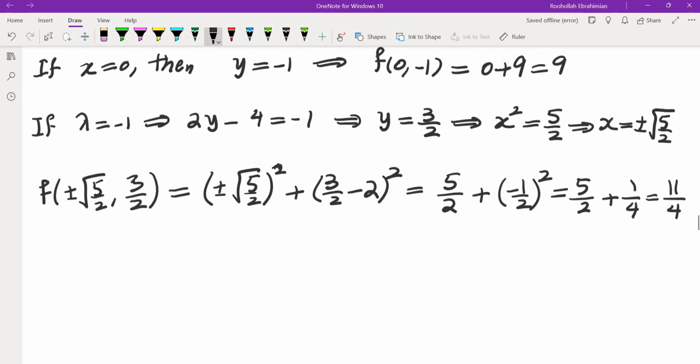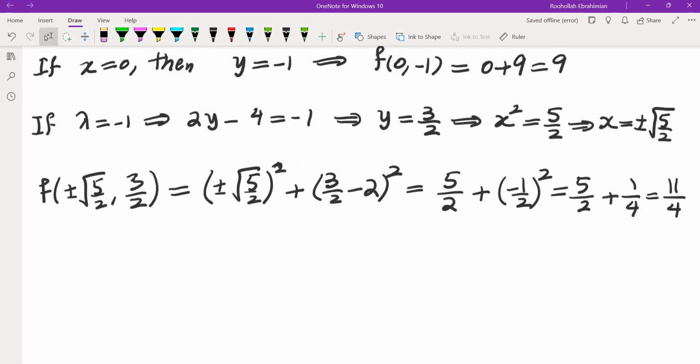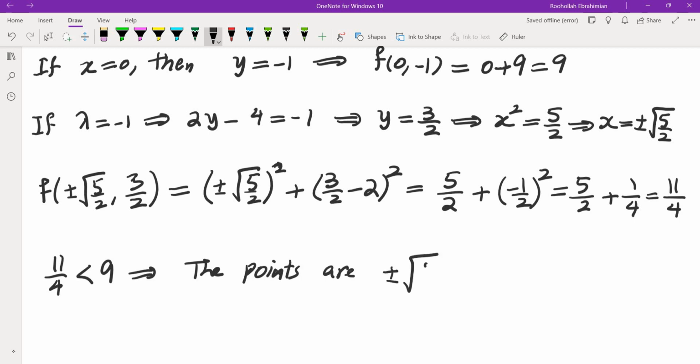Now, which one is shorter? Well, the second one is shorter because 11 over 4 is less than 9. So because 11 over 4 is less than 9, the points are the second points. The points are plus or minus root 5 over 2, 3 halves.